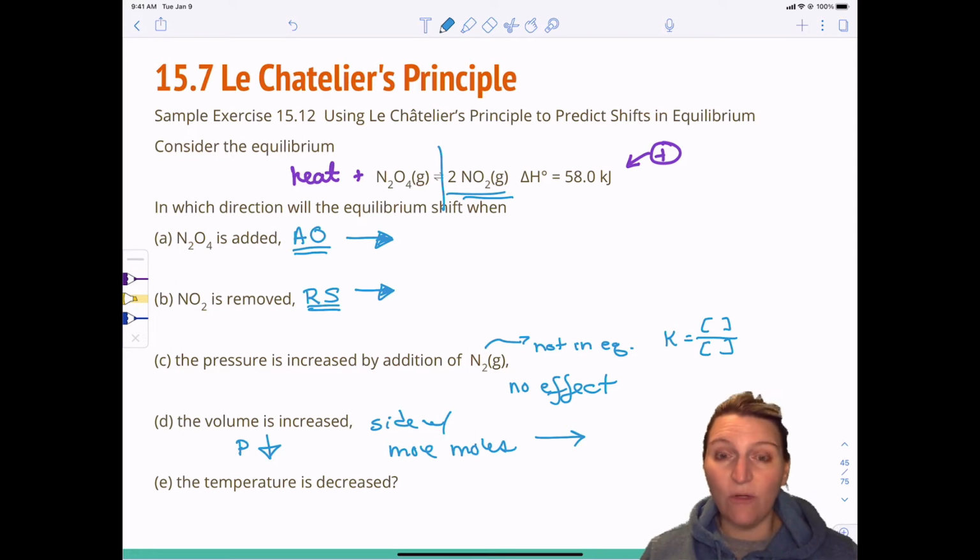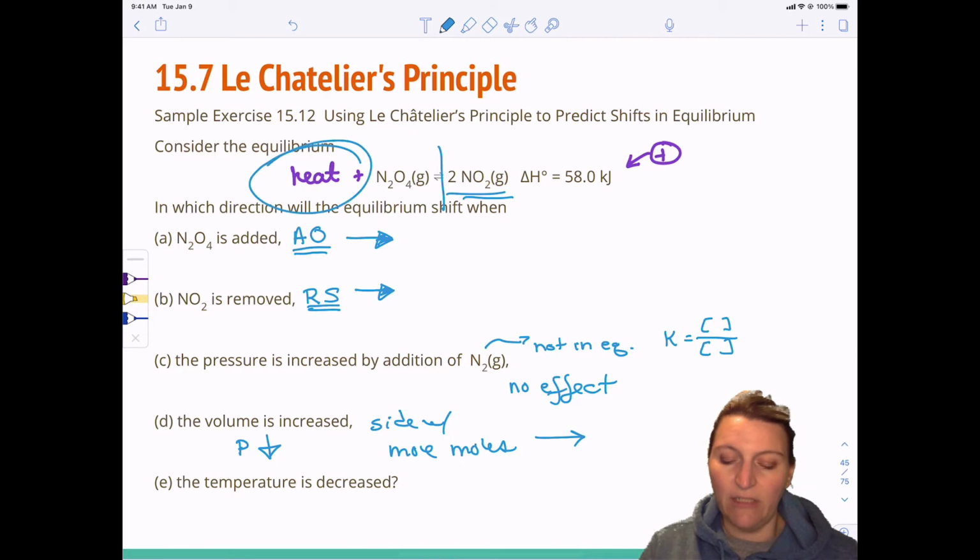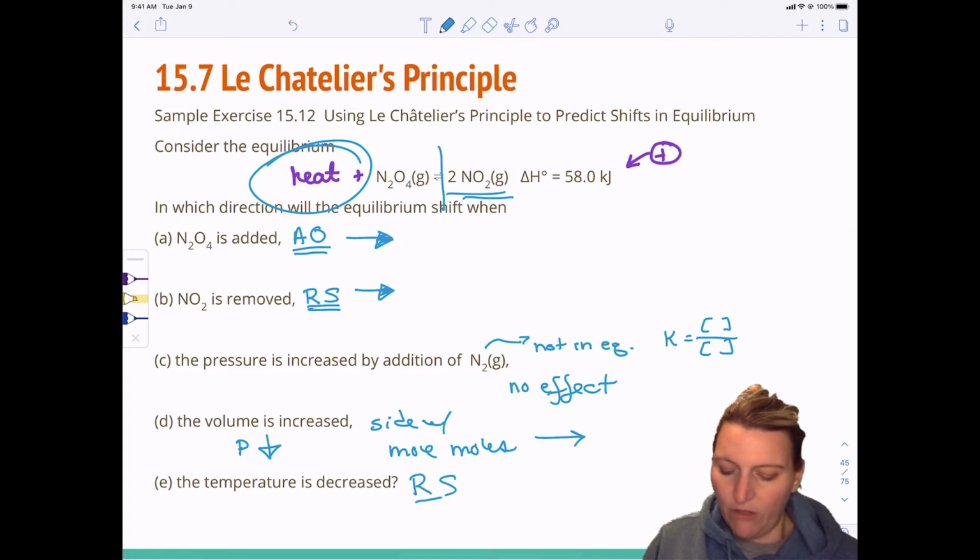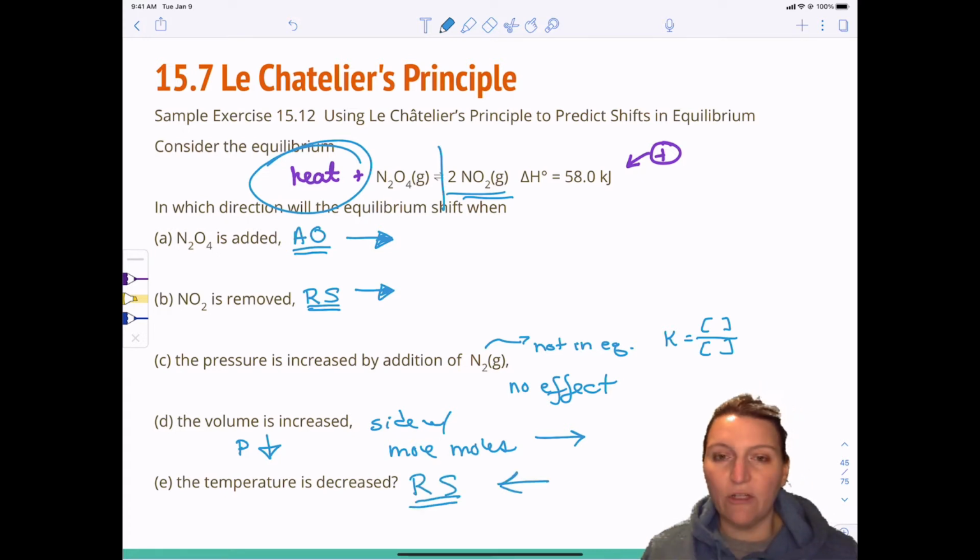And the temperature is decreased. Remember, just think of heat or temperature as one and the same. So if the temperature is decreased, it's like removing one of the reactants. So remember, when I remove, it shifts to the same side. So the reaction is going to shift left, which would mean the concentration of the N2O4 would go up and the concentration of the NO2 would go down.